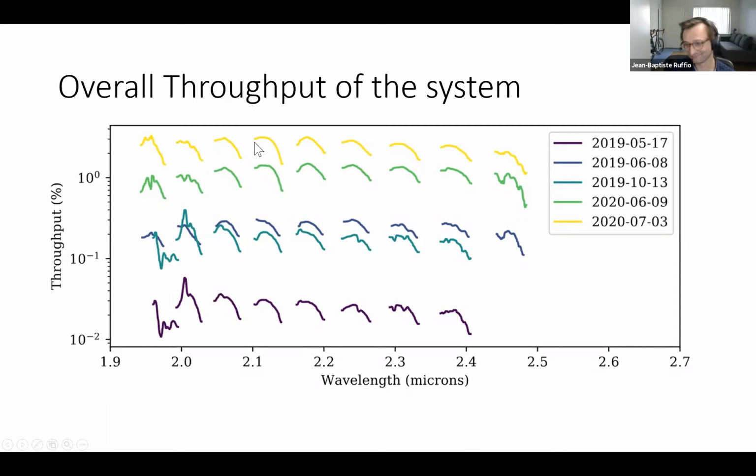But the highlight is that we have reached our goal of 2% throughput, and we actually got better than that, 3% during the last run. And that was what was necessary to do the science that I'm going to quickly mention here.